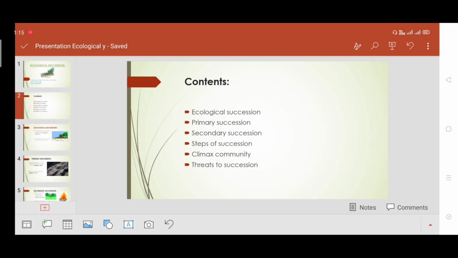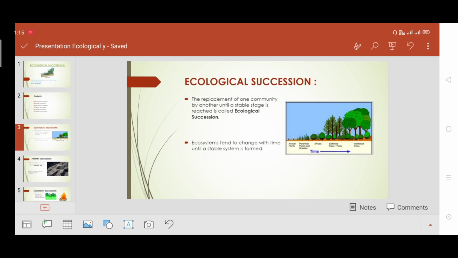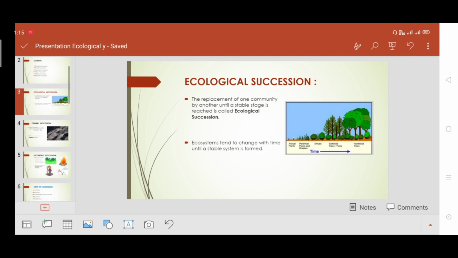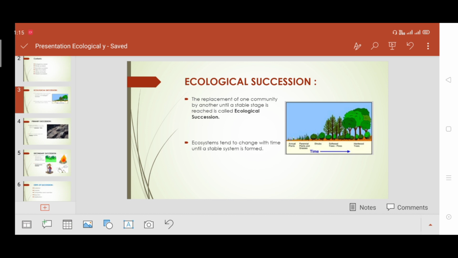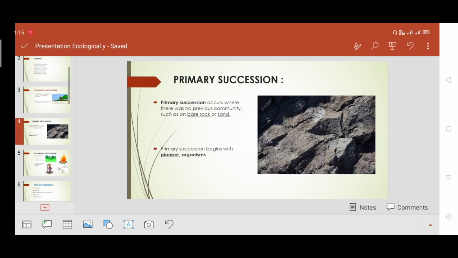Now, let's see what is ecological succession. The replacement of one community by another until a stable stage is reached is called ecological succession. Ecosystems tend to change with the time until a stable system is formed.